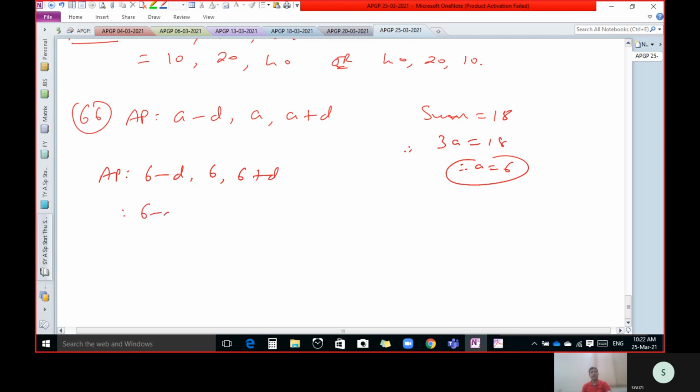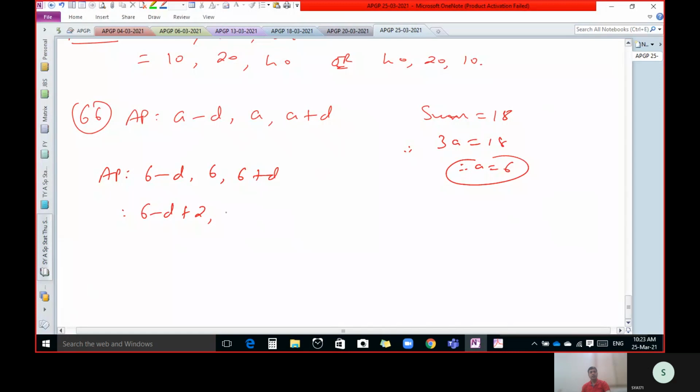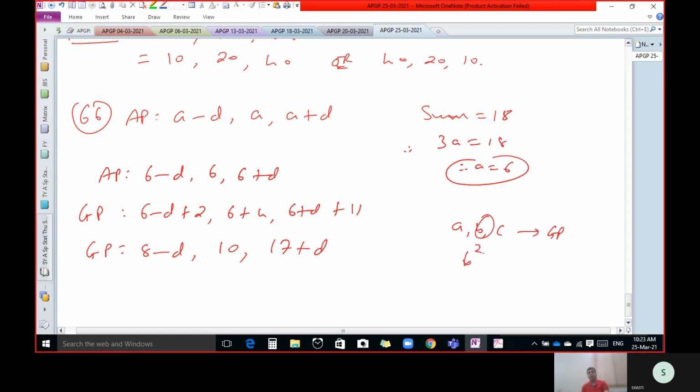Now it is given that if we add 2 to the first number, 4 to the second and 11 to the third, then these three numbers form a GP. So in GP we get 6 plus 2, 8 minus D, then 10, and 6 plus 11, 17 plus D. Now we know that if three numbers A, B, C are in GP, then the square of the middle one equals the multiplication of the first and third. That should be the condition.